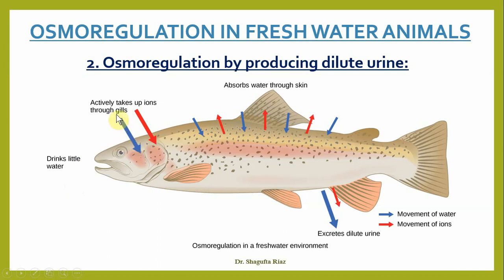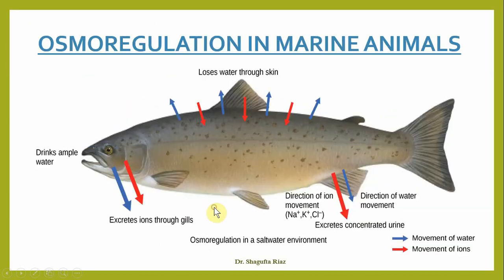And again, the ions are also coming inside their body by gills, and when they excrete, they need to excrete a large amount of dilute urine because of the presence of water, right? And in this process, they also lose some essential ions from their body, but it is recovered by taking these ions with the help of their gills.